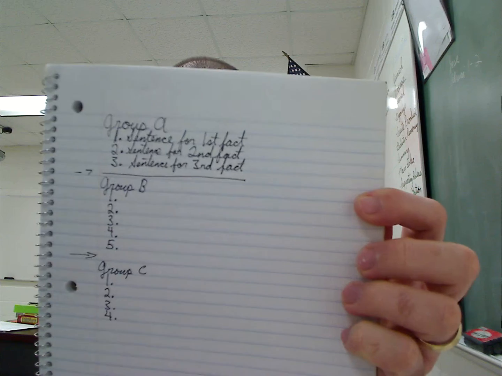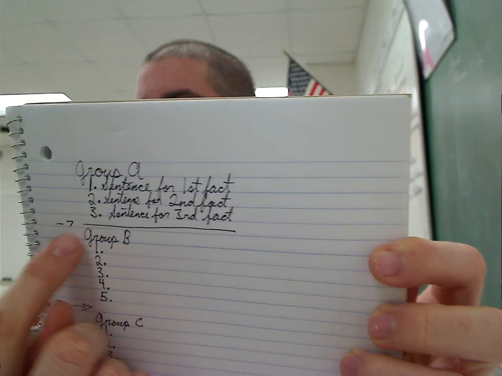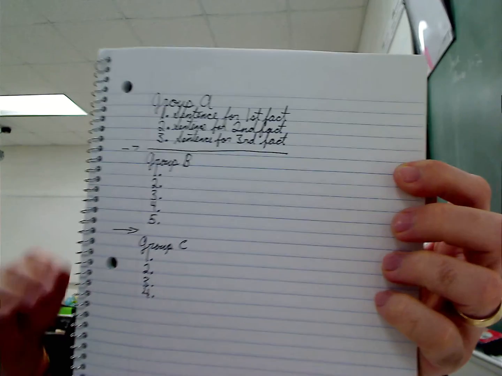Once you're done with that first group, make sure that you skip a line here. Skip a line and then start with a second group, Group B or C, whichever one. And then just like you did for A, you're going to write a complete sentence with each fact. Go to the next fact in your list of that group. Go all the way down until all the facts in that group have complete sentences. And then you do the same thing with the third group.